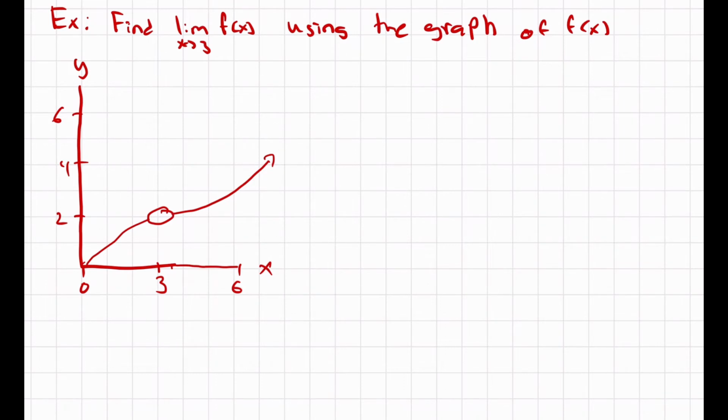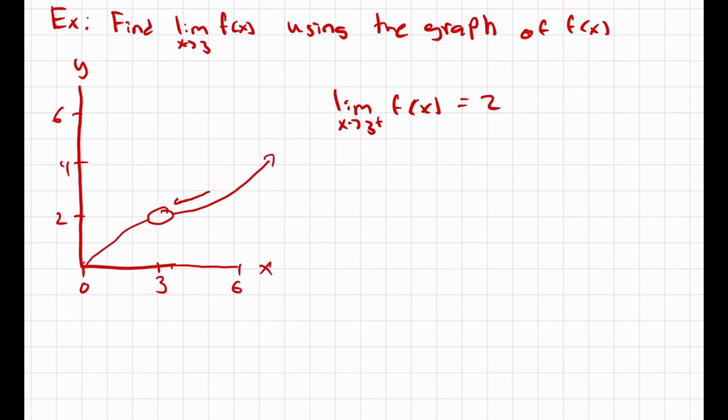The next thing we want to do is evaluate the right-handed limit. So the limit as x approaches 3 from the right of f of x. If we look at the graph right here, as we approach 3 from the right-handed side, we see that the outputs of the function get closer and closer to the value of 2. So therefore, the limit as x approaches 3 from the right-handed side is going to be equal to 2.